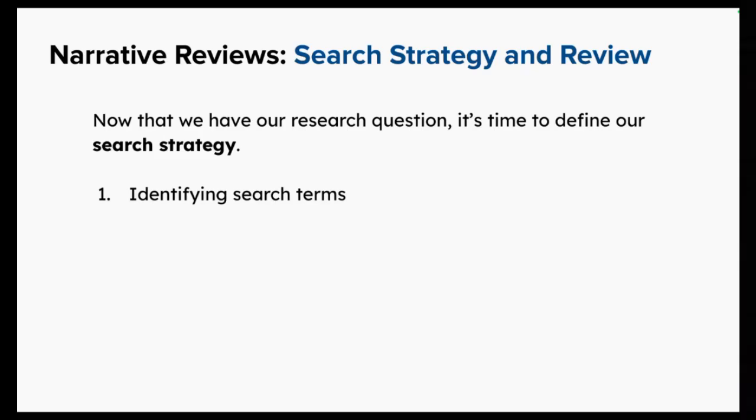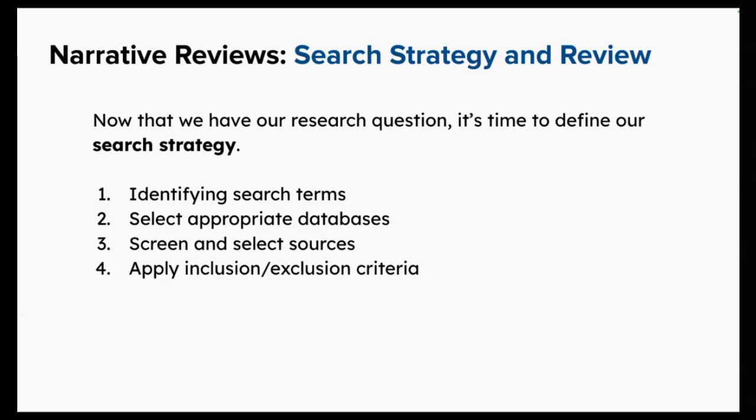So today we're going to talk about identifying search terms, what search terms are, selecting appropriate databases, screening and selecting sources, and then ultimately applying inclusion and exclusion criteria. Because we've talked about the fact that narrative reviews are non-exhaustive in nature, and that's where number 4, applying inclusion and exclusion criteria, really comes into play, because you as the researcher get to say, no, I don't need to include everything. Here's what I've decided to include, and here's what I've decided to exclude. And we'll look at a few different examples of what that looks like, including some real-world ones that we've pulled from different peer-reviewed papers as well.